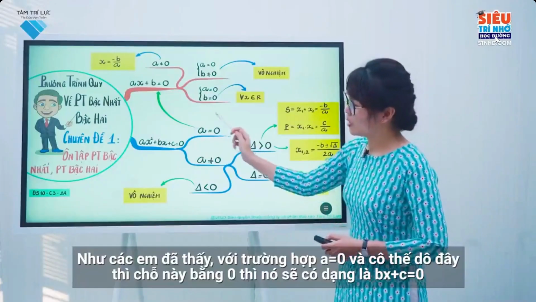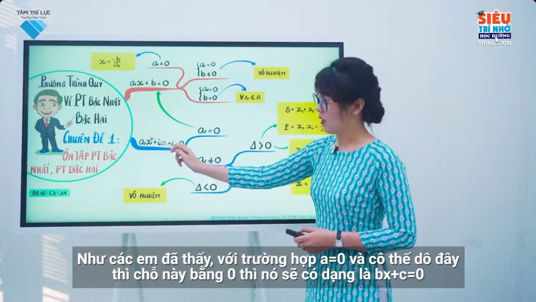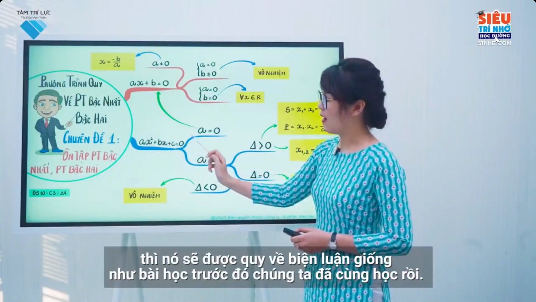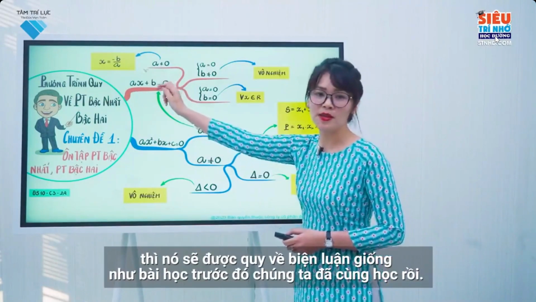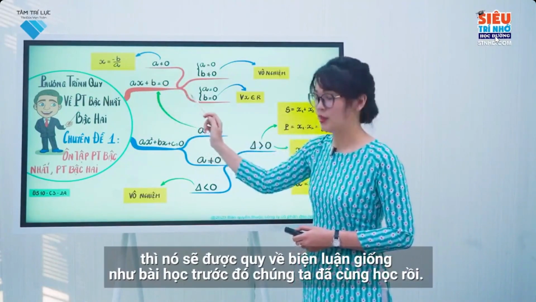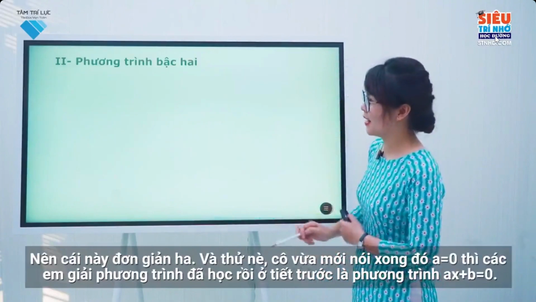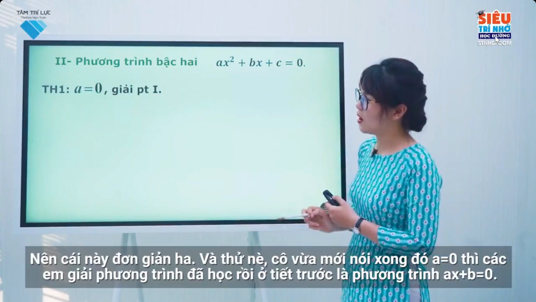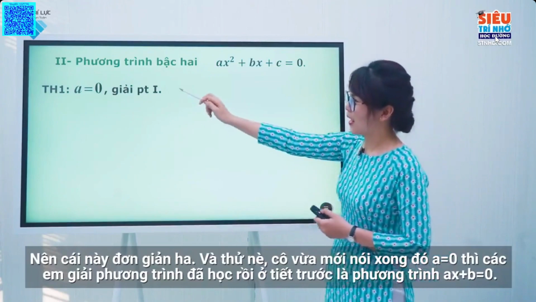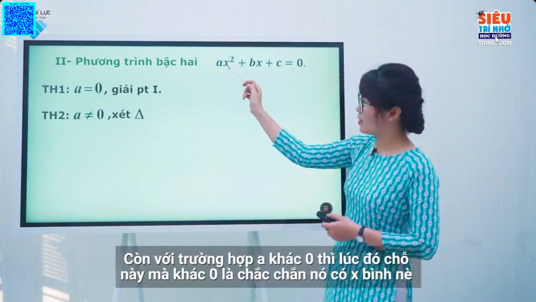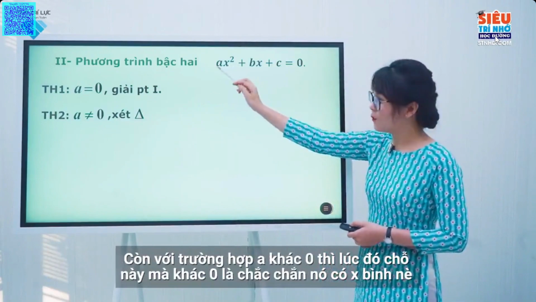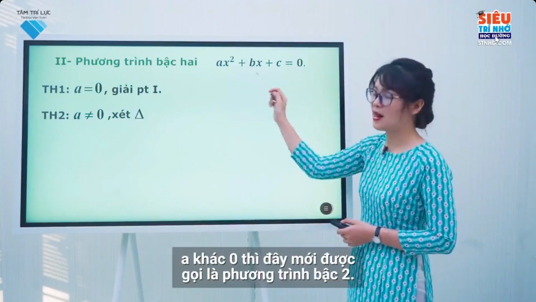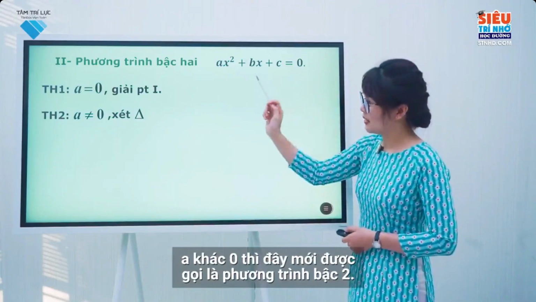You can see that for the case a is 0, ax squared equals 0, so we get the form bx plus c equals 0. This form is converted to that in the previous part, so the steps to solve are similar. It's simple, right? Let's try. When a is 0, we will solve the equation as in the previous part, ax plus b equals 0. For the case a isn't 0, the equation still has x squared, so it's the quadratic equation. In other words, an equation is a quadratic one only if a isn't 0.